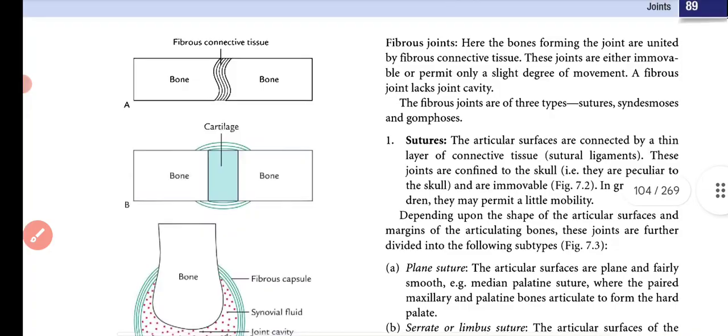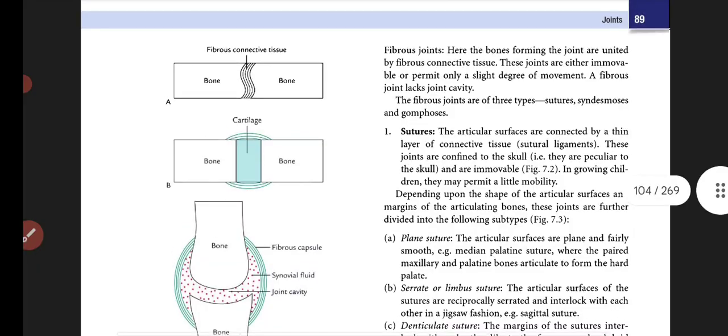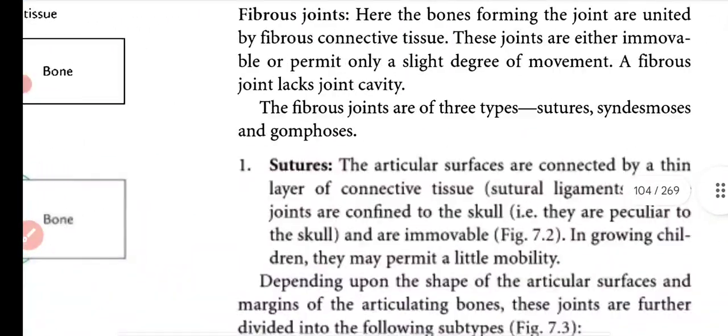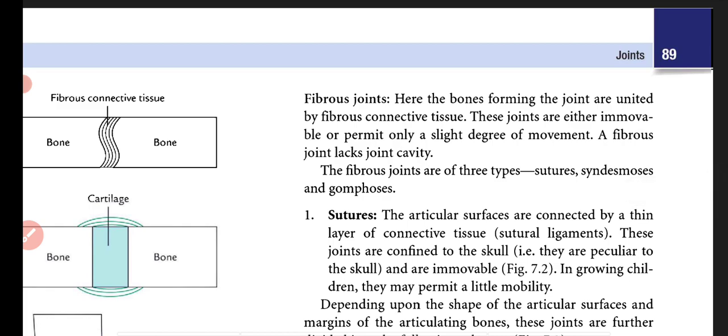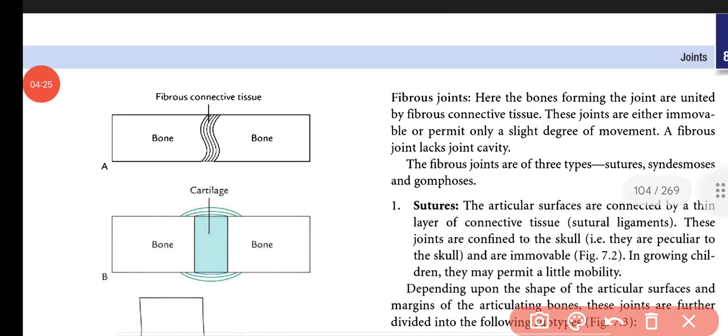Okay. Number one is the fibrous joints. Okay. Here, the bones forming the joint are united by fibrous connective tissue. These joints are either immovable, or movable, or permit only a slight degree of movement. The fibrous joints lack a joint cavity. Okay, these are the most important points.